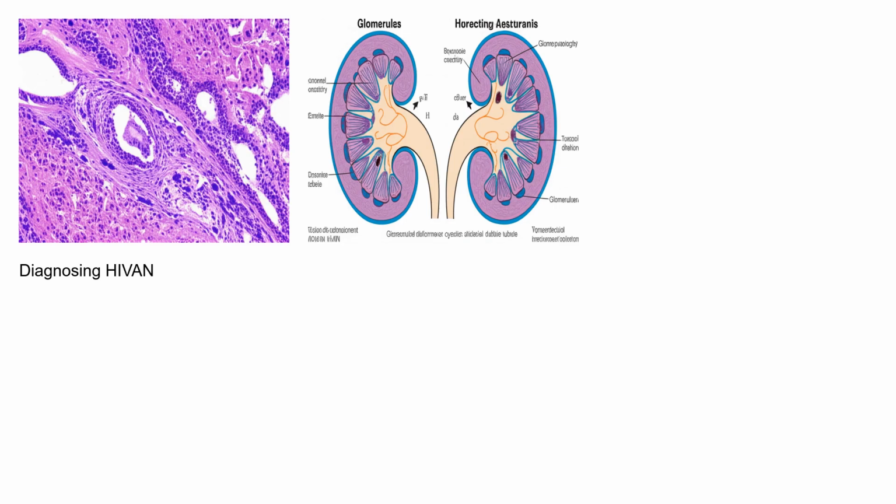Diagnosing HIVAN involves several steps. First, a urine test will reveal proteinuria, or excess protein in the urine. Blood tests assess kidney function by measuring creatinine and BUN levels. The gold standard for diagnosis is a kidney biopsy, where a small piece of kidney tissue is examined under a microscope. This allows doctors to see the characteristic changes associated with HIVAN, such as collapsing glomerulopathy.